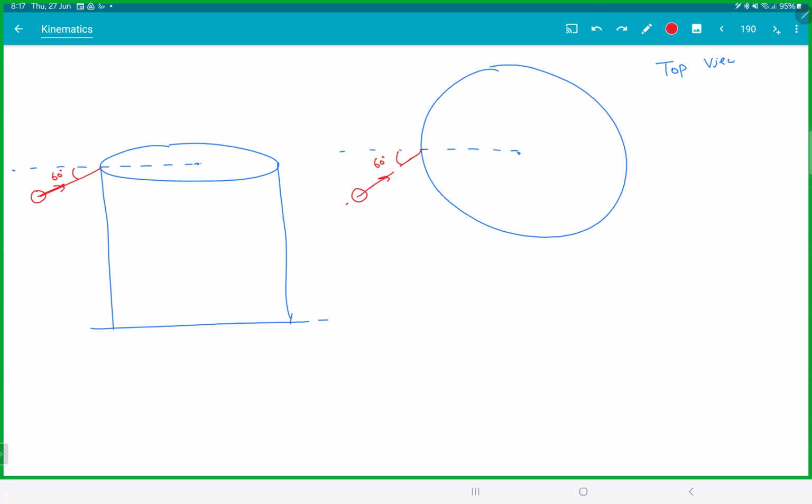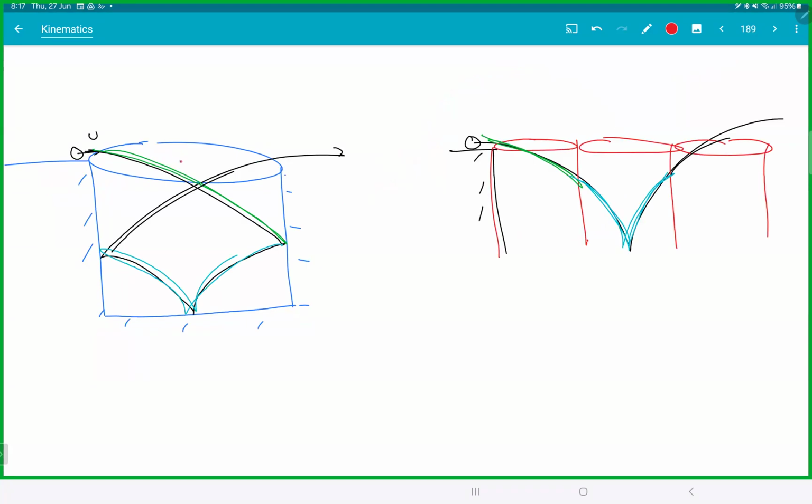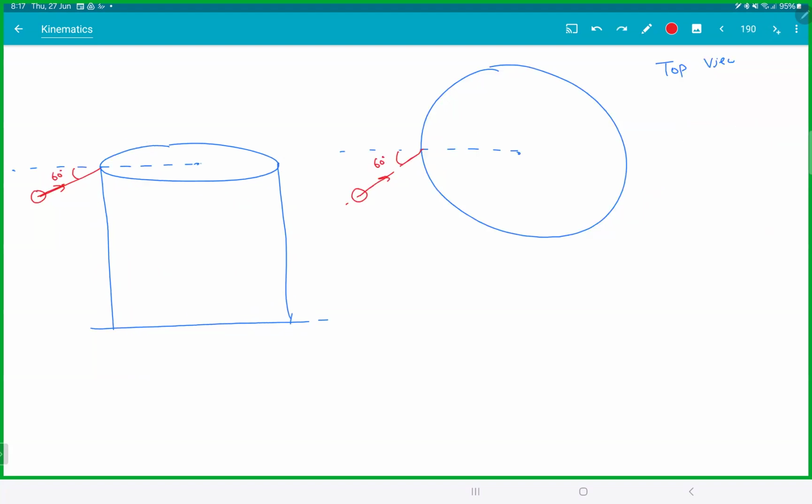The ball is coming from the top. In the previous question, the ball was coming along the diameter, straight towards the center. But here the ball is coming at an angle. It will not go towards the center. How do you think the path will look? Now, if you see from the top view, this will go and hit somewhere here.